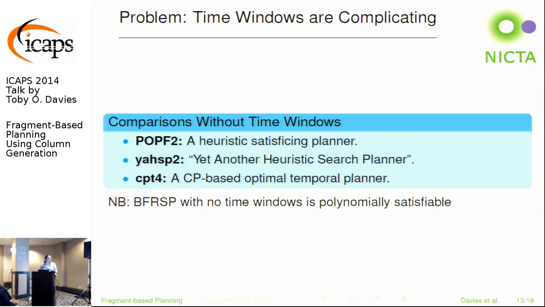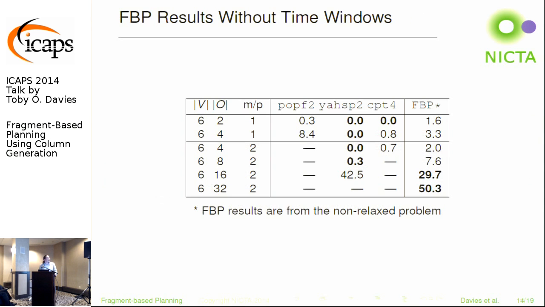So using this, we could try it against, in addition to PopF2, YAHSP2 and CPT4, both of which were in the last temporal track IPC. I've skipped most of the table because it's no different past that last line. But again, we see that none of them really scale past about 16 orders. And this is time to first solution, by the way. So by using heuristics, you can actually get to time to first solution. There's not a huge time difference between first solution and optimal solution, but it can take a while to prove it, which is why we've put it there.